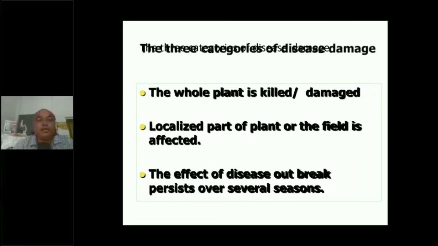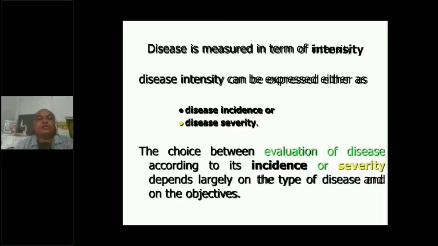Then disease is measured in terms of intensity, and disease intensity can be expressed as disease incidence or disease severity. The RAWE students must have gone through this, because they have already calculated, I think, this disease incidence and disease severity from their host farmers' fields. The choice between evaluation of disease according to incidence or severity depends largely on the type of disease and its objective. There are two ways of expressing disease intensity: one is disease incidence and another one is disease severity.